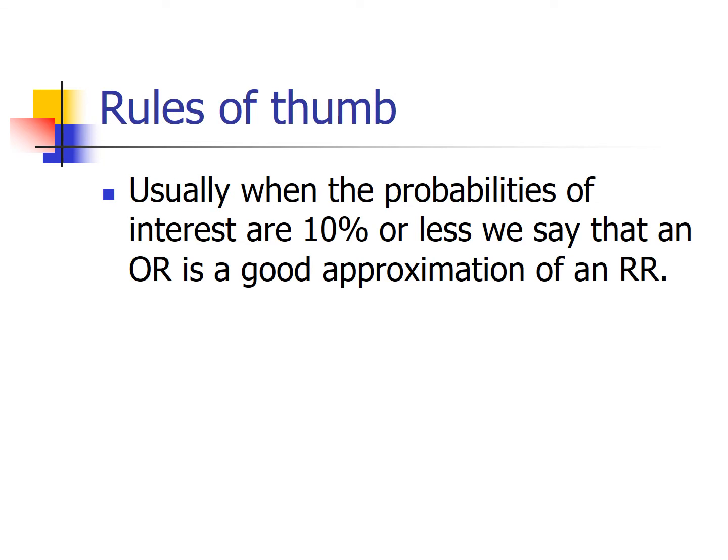Now, a pretty widely used rule of thumb is that whenever the probabilities of interest are 10% or less, and that's certainly the case in our example. The probability of myocardial infarction for one group was a little less than 1%, for the other group a little less than 2%. So both of them are well under 10%. When the probabilities of interest are 10% or less, then we say that the odds ratio is a good approximation of the risk ratio. However, if we're dealing with events that have probabilities more than 10%, the odds ratio and risk ratio are going to be different enough from one another that we shouldn't consider using them interchangeably.